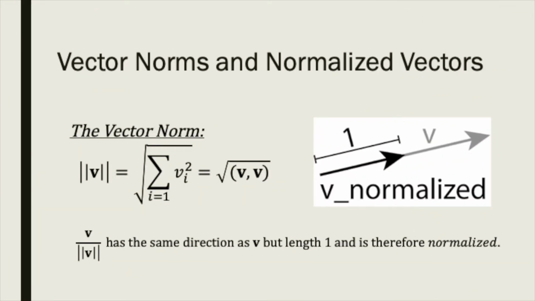Keeping with our analogy with vectors, we can define the norm of a vector as the square root of its inner product with itself. For any vector in three-dimensional space, this will give the length of the vector. And dividing the vector by this magnitude gives us a vector of length 1, and so we can call this vector normalized.